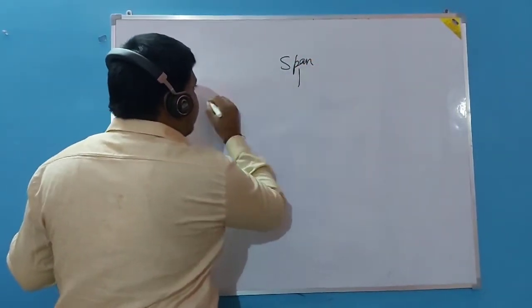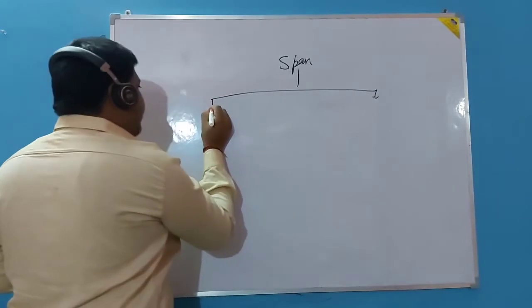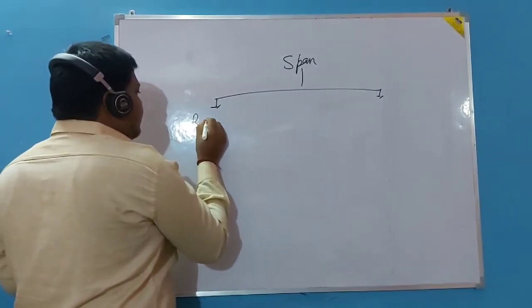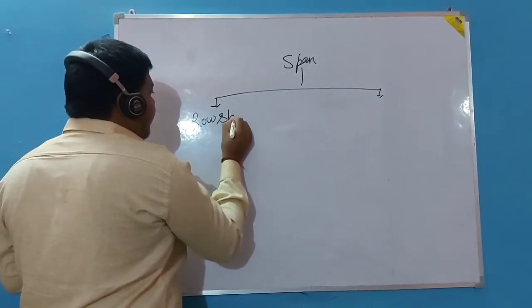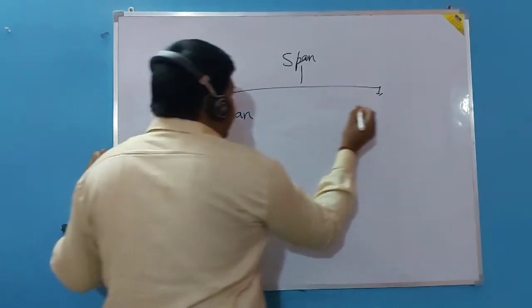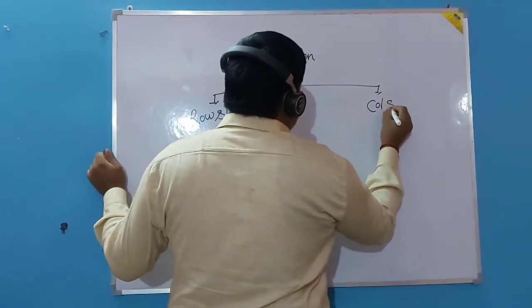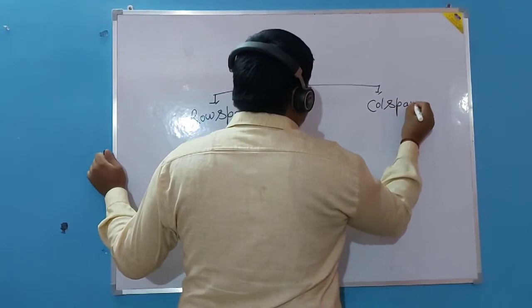Span, also called spanning, is of two types. The first one is row span and the other one is col span. Clear?